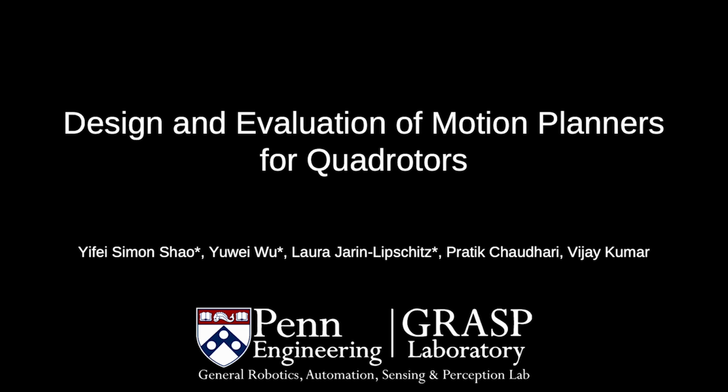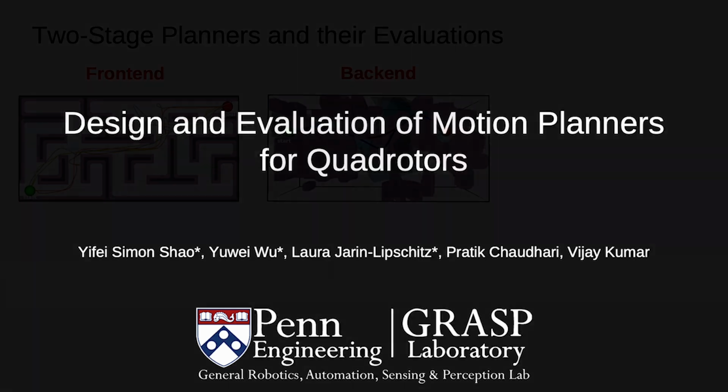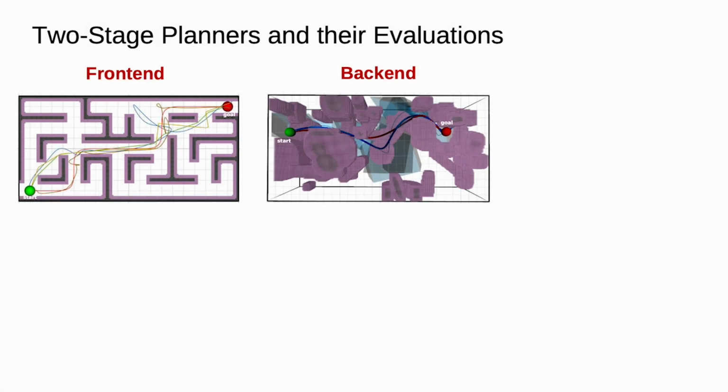In this work, we answer the question, which two-stage planner should you choose for your environment? Two-stage planners, where the front end chooses a homotopy class and the back end further optimizes the trajectory, have gained popularity due to their robustness and efficiency. But their evaluation has been lacking in two ways.